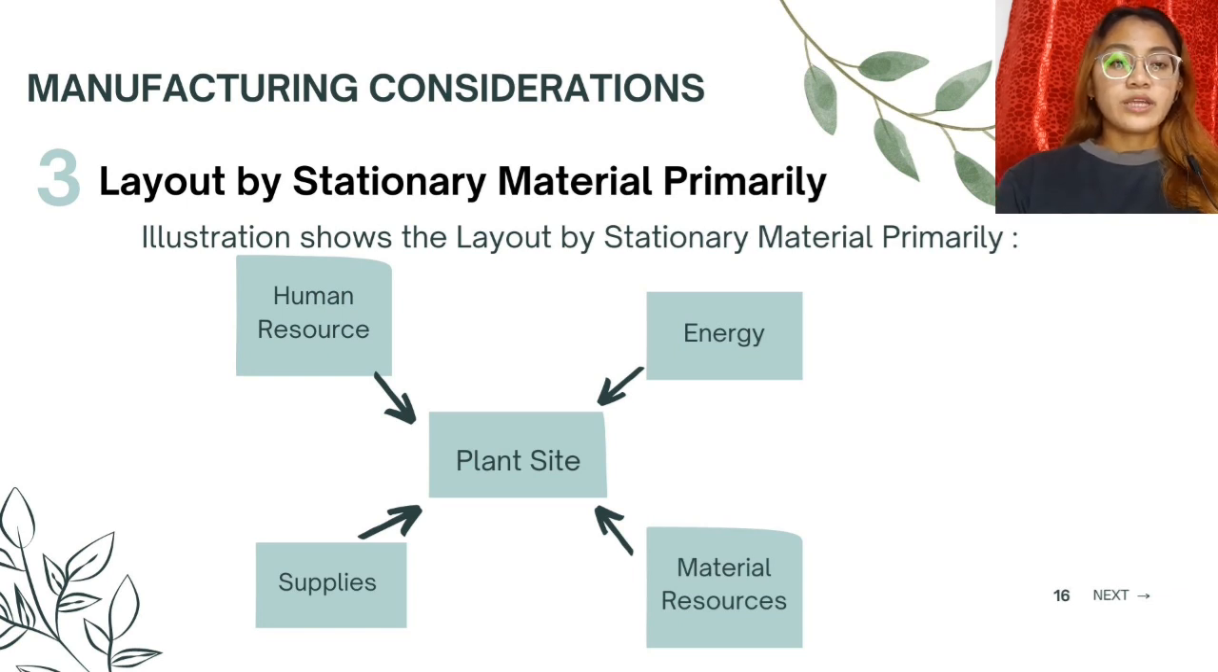Okay, this illustration will show the layout by stationary. So on the middle part, it is the plant site where all the resources will go through the plant site. So it could be the human resource, energy, supplies, and the material resources.